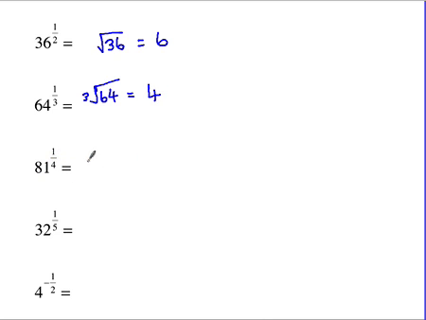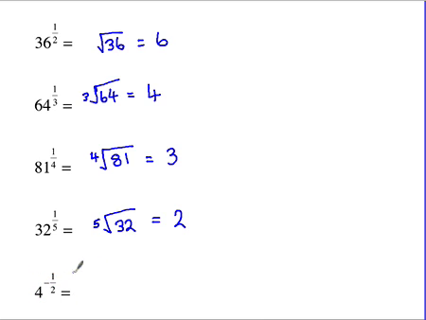81 to the power of a quarter: a quarter represents the fourth root of 81. What number do I times by itself, and times by itself again, to get 81? Well, that number is 3, because 3 times 3 times 3 times 3 gives me 81. 32 to the power of a fifth is going to be the fifth root of 32. So what number do I times by itself 5 times to get 32? That's 2.